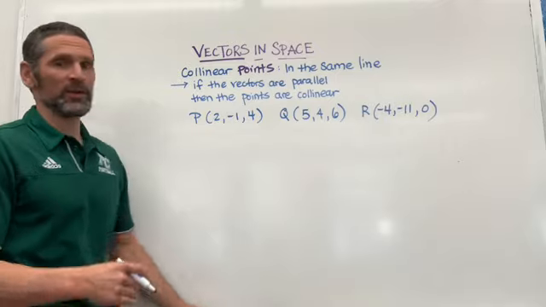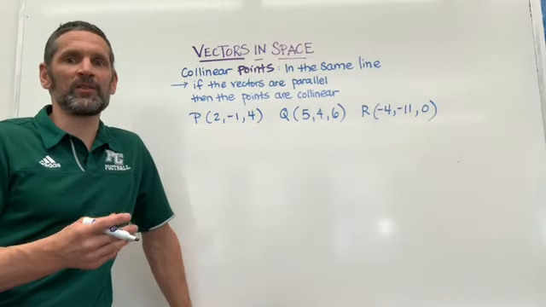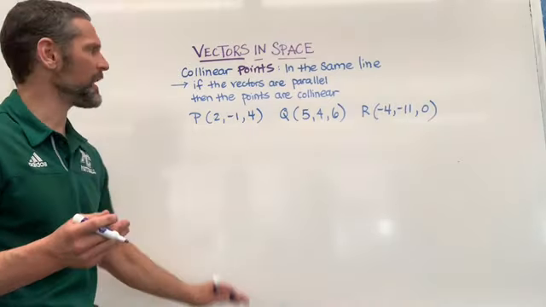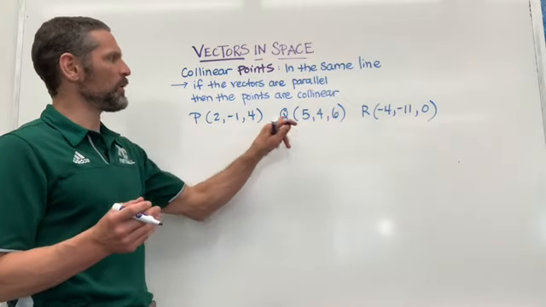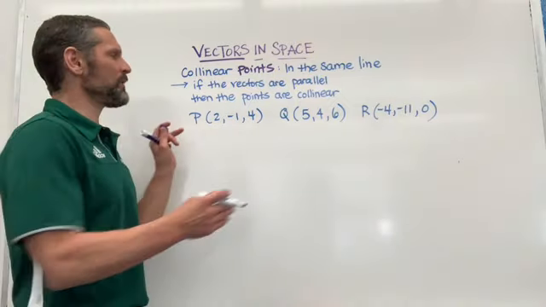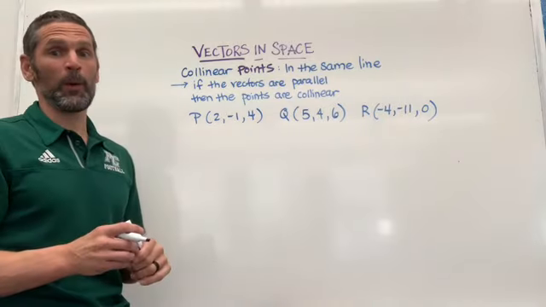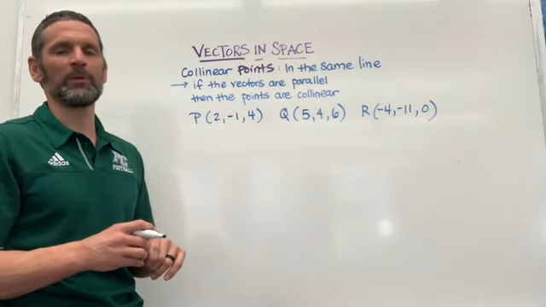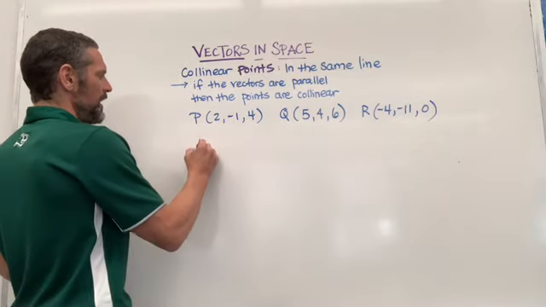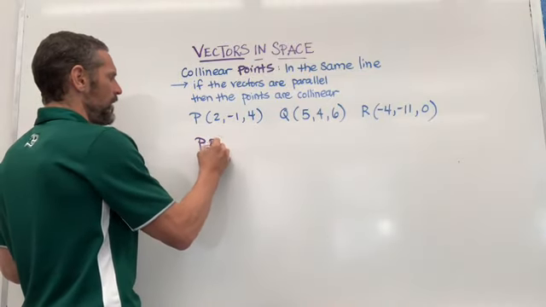Well, as long as I choose any 2 vectors that encompass the 3 points. In other words, I can't pick vector PQ and vector QP. I have to somehow include point R in this. So it doesn't matter which points you choose as long as you incorporate all 3. So we could say, well, what about PR?